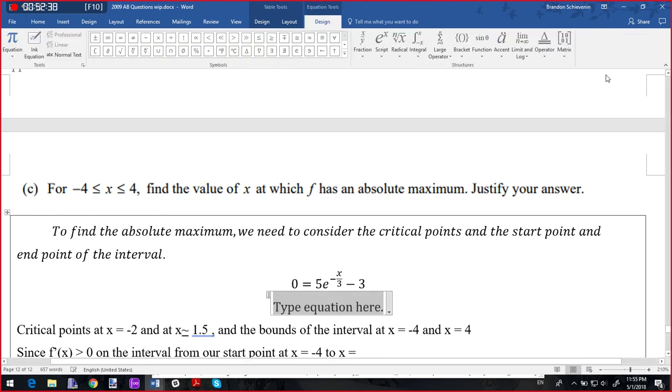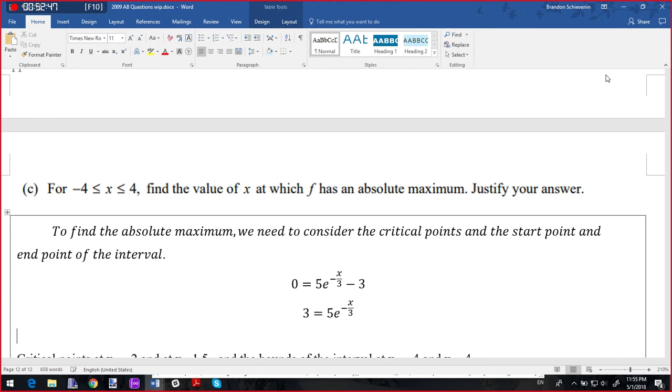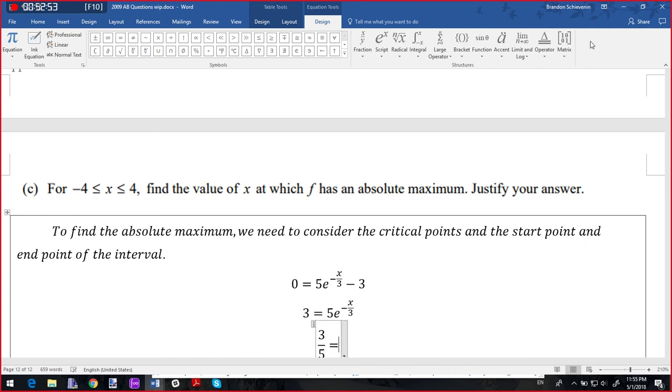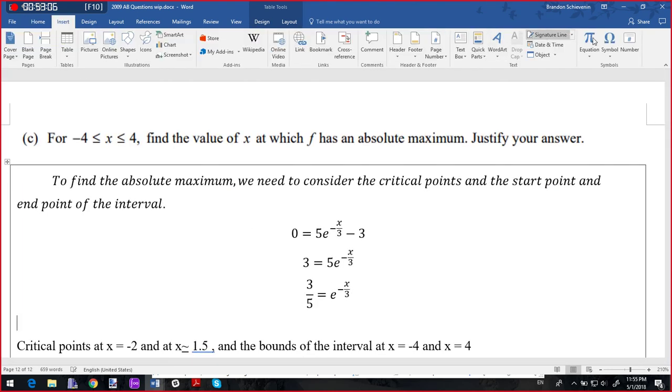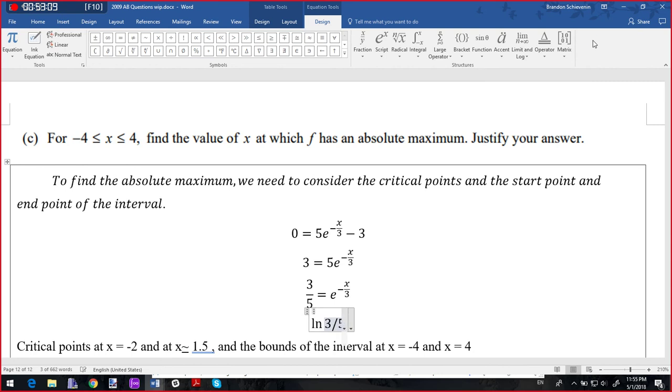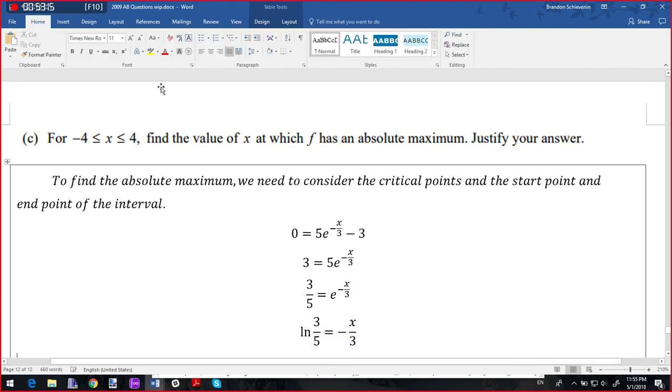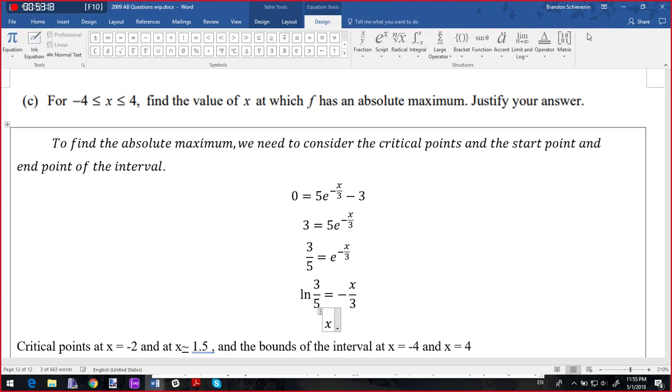So 3 is equal to 5e to the -x over 3, or 3/5 is equal to e to the -x over 3. So I can take the natural log of both sides. The natural log of 3/5 is equal to -x over 3. Multiply both sides by -3, and I have x is equal to -3 times the natural log of 3/5.